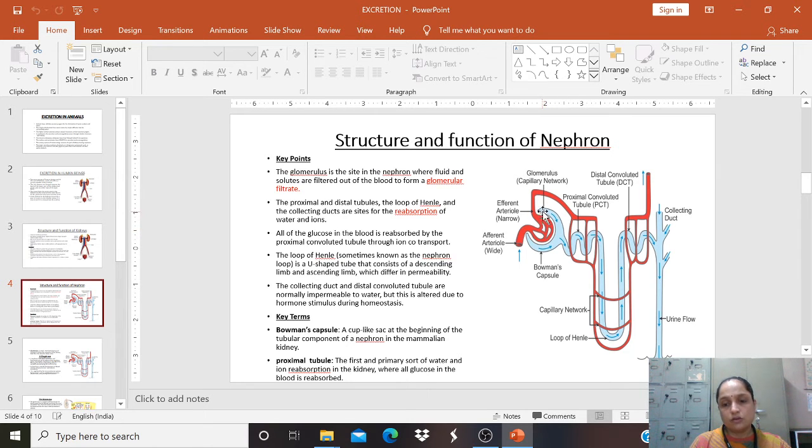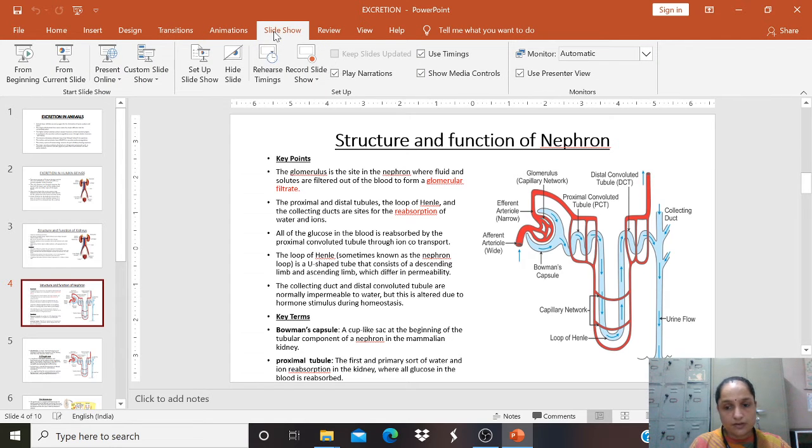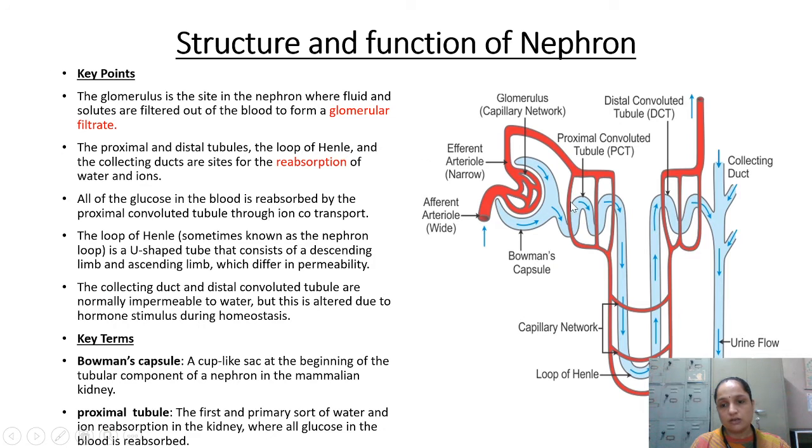This glomerulus is lying inside a cup-like cavity which is known as the Bowman capsule. Just after this Bowman capsule, the tubular extension which you are able to see is known as the proximal convoluted tubule. It is going to descend down, and now it is known as Henle's loop. This U-shaped loop which you can see over here is known as the loop of Henle.